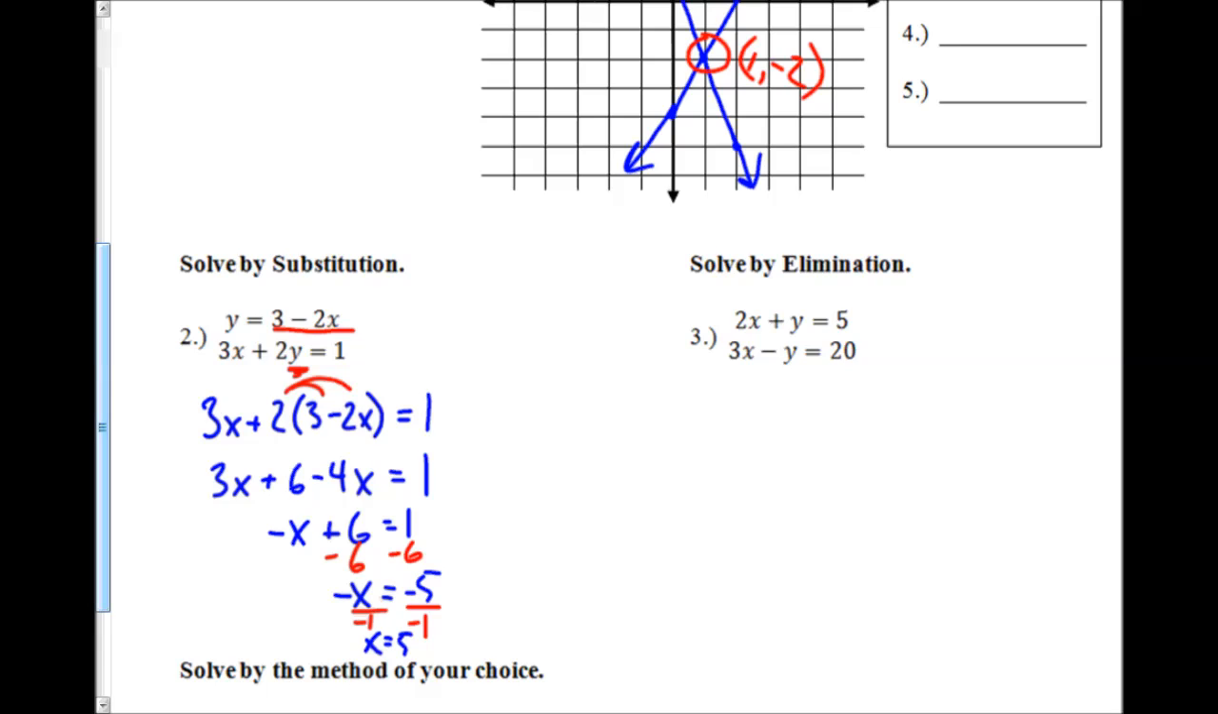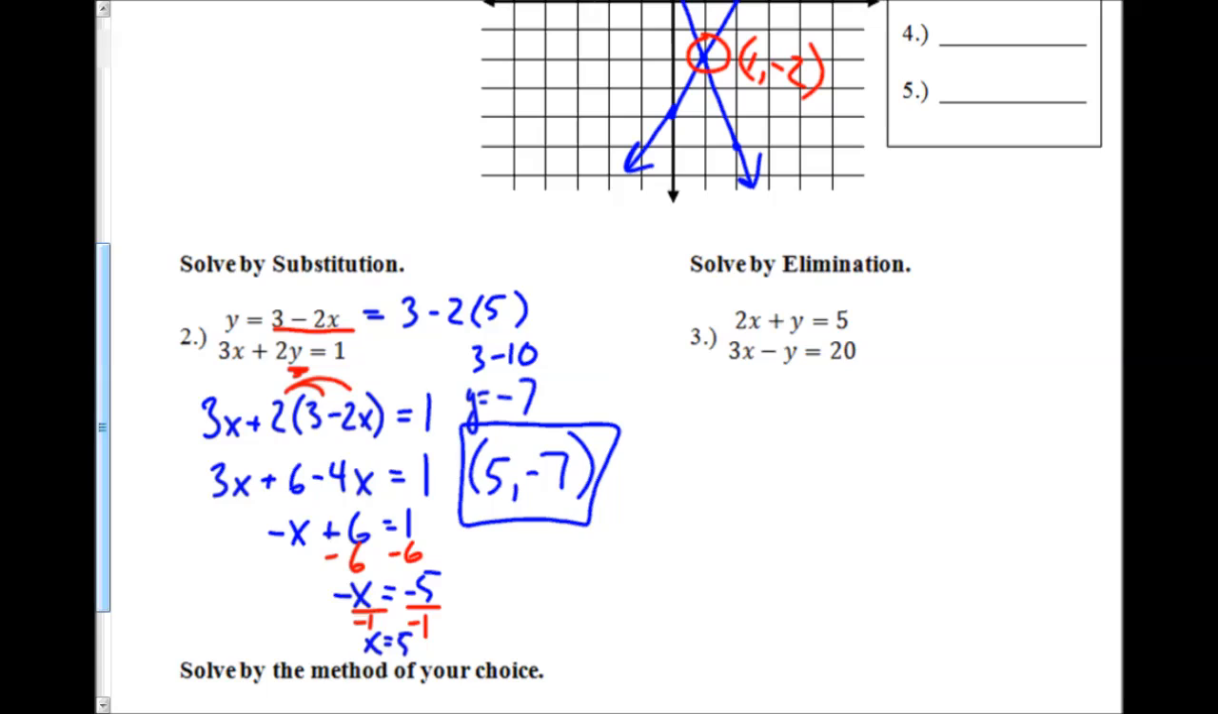But I'm not finished yet. Remember, I have to find y as well. So I have to plug this x value back in. So I get 3 - 2 times x, which is 5. So that's 3 - 10, which is -7. So my y value is -7. My x value is 5. So that's the ordered pair (5, -7). And again, we write it as an ordered pair because it's a nice, succinct way of expressing x and y together.